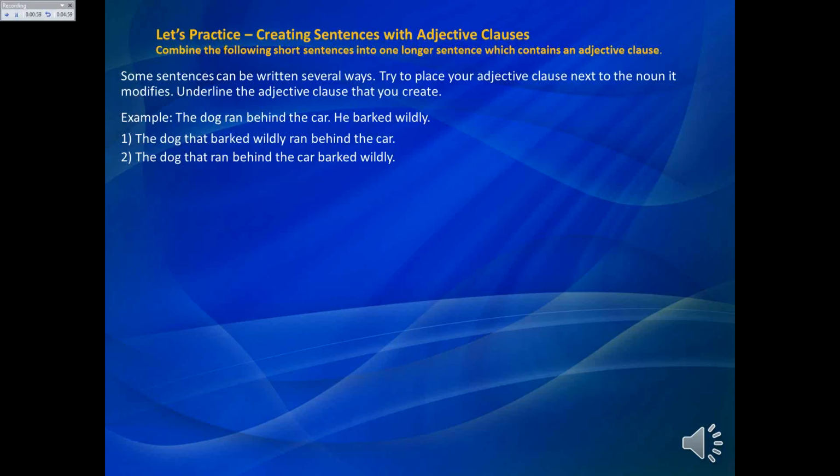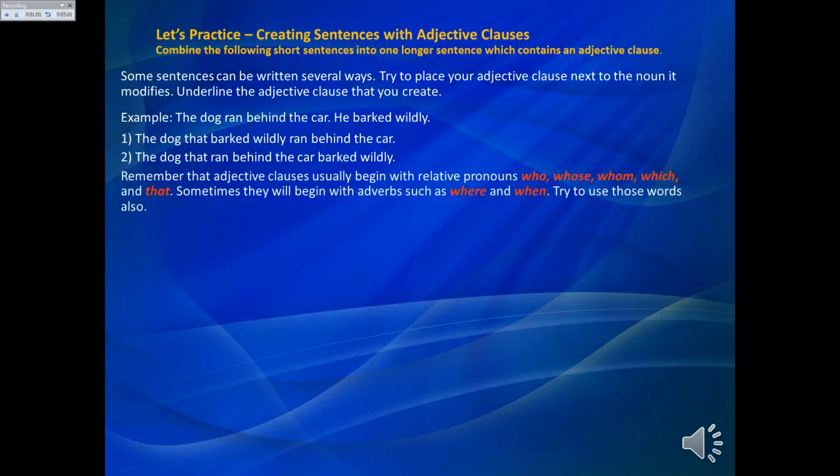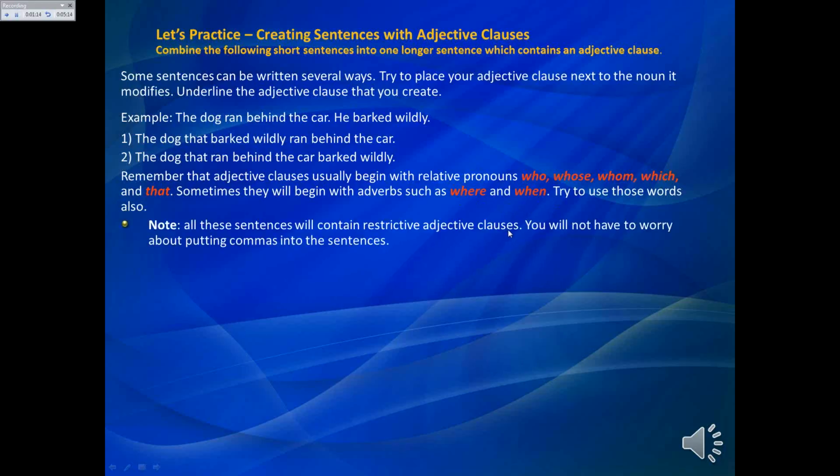aside from the fact that it must begin with a relative pronoun: who, whose, whom, which, or that. And you can sometimes begin them with these adverbs, where and when. So when you're writing sentences, you might experiment and see if you can figure out how to do that.